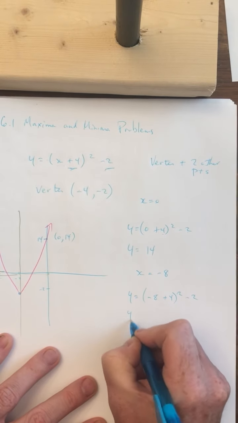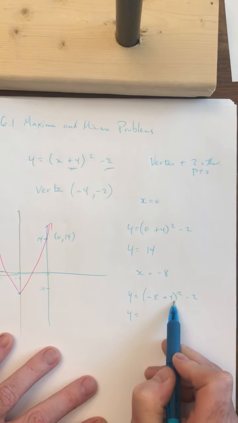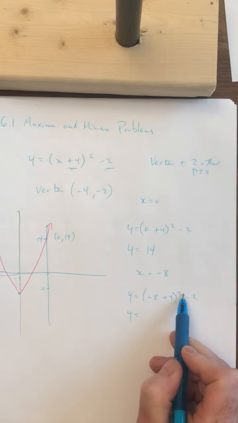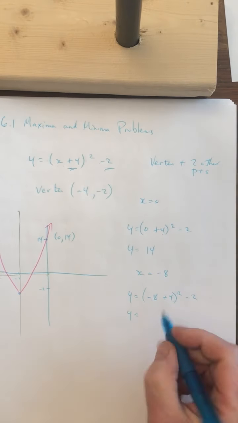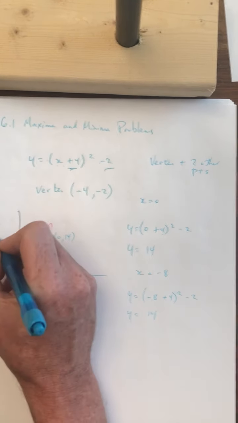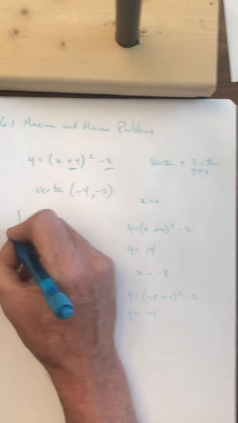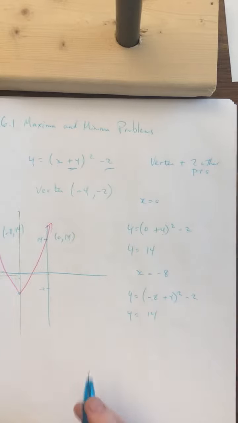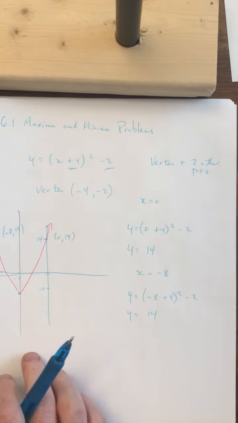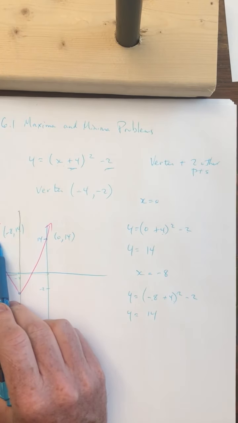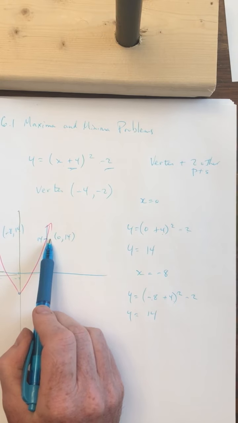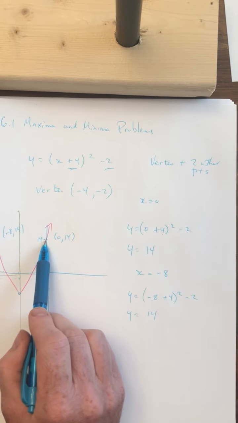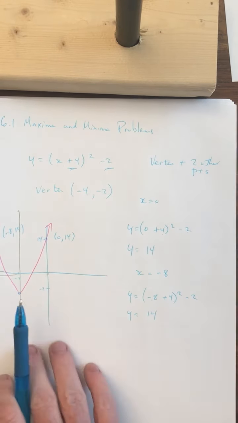to our equation, -8 plus 4 is -4. -4 squared is 16. 16 minus 2 is 14. So there's my other point at -8, 14. And that's symmetrical, that makes sense. Picking a point that I think is going to be symmetrical to this point lets me know that I've done my math properly as well.